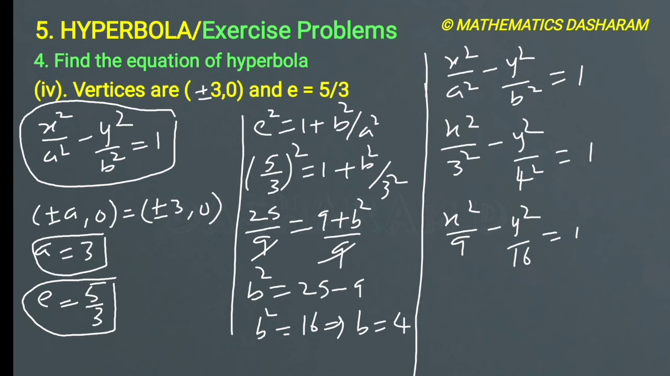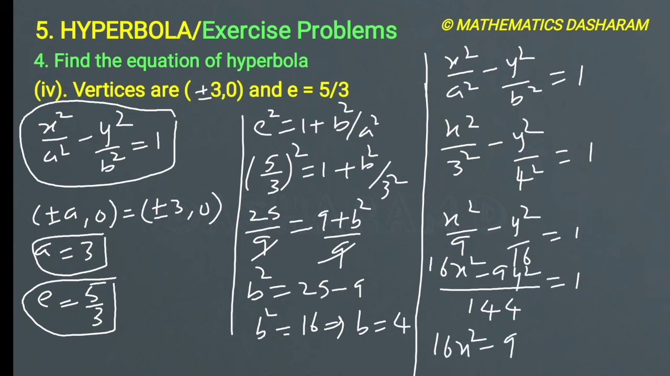Here we can simplify it. The LCM of 9 and 16 is 144. So 16x square minus 9y square equals 144.